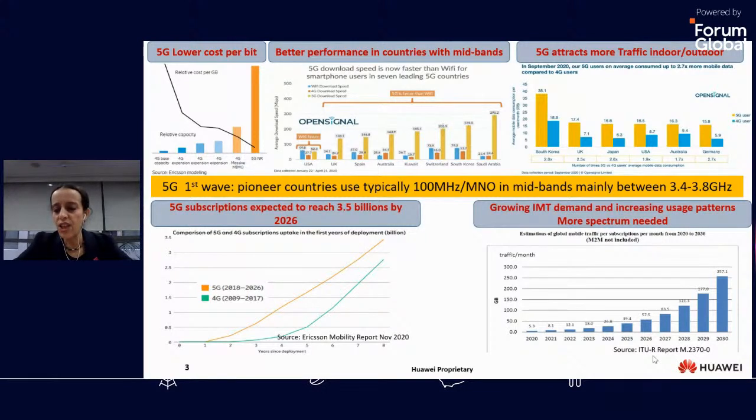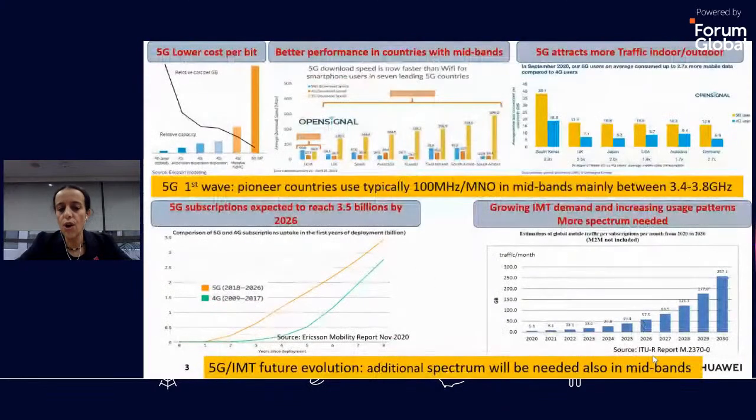And we have indication that that number is underestimated today for the simple reason that the estimation that has been done for 2020, which is 5 gigabytes per month, is way too low compared to what we see from the market. So this suggests that with this growing demand, additional spectrum will be needed to serve such traffic and such a number of users.